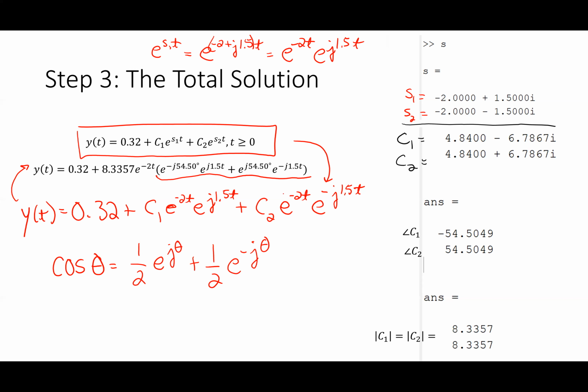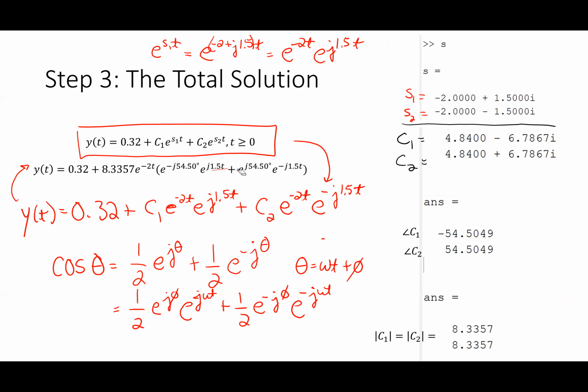So if I look carefully at this expression right here, we said that when theta was equal to omega t plus phi, like that, this guy basically became 1/2 e to the j phi, e to the j omega t, plus 1/2 e to the minus j phi, e to the minus j omega t, like that. Okay. That's exactly like what I have right here, isn't it?